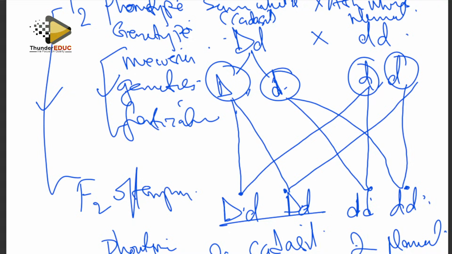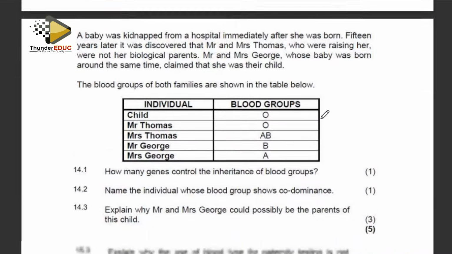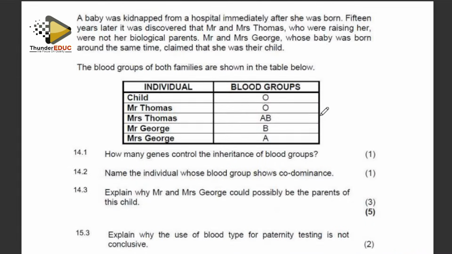All right, we've got the next question. What are they saying now? They are saying that a baby was kidnapped from a hospital immediately after she was born. 15 years later, it was discovered that Mr. and Mrs. Thomas, who were raising her, were not the biological parents. Mr. and Mrs. George, whose baby was born around the same time, claimed that she was their child. The blood groups of the families are shown.